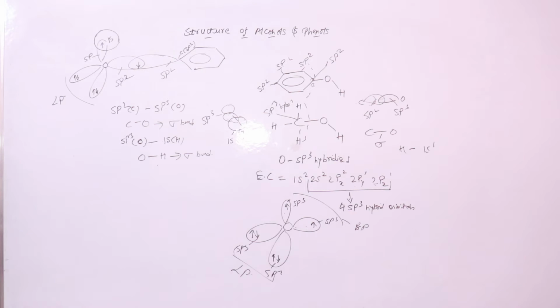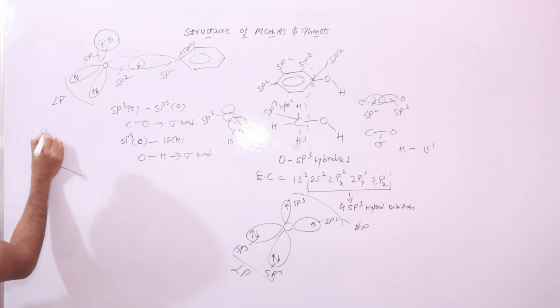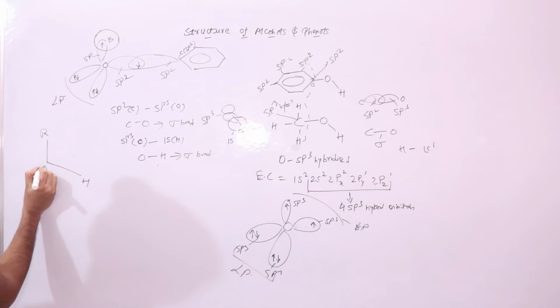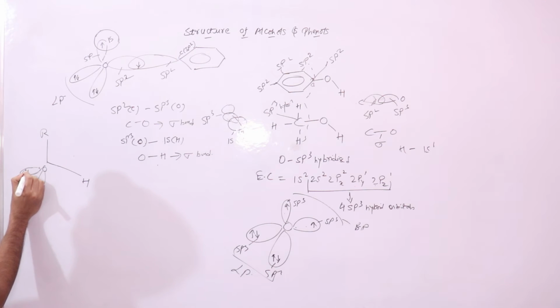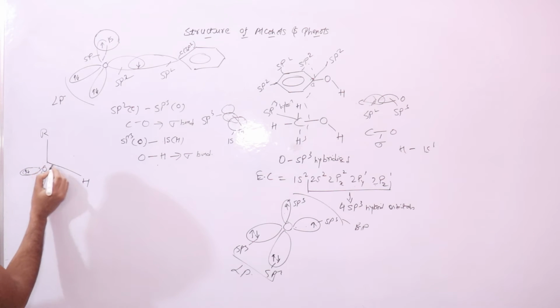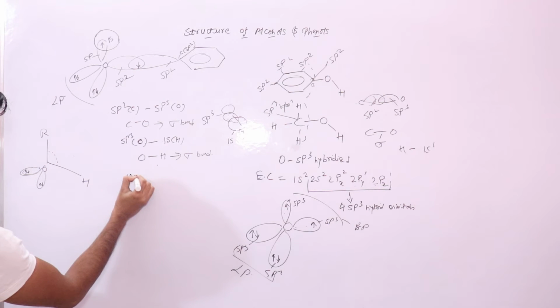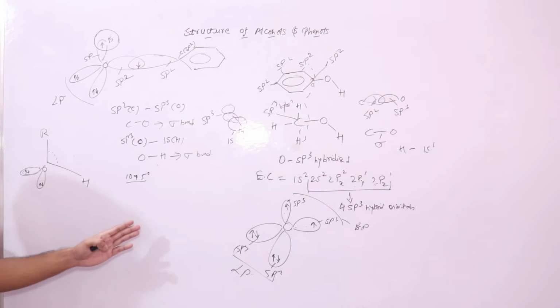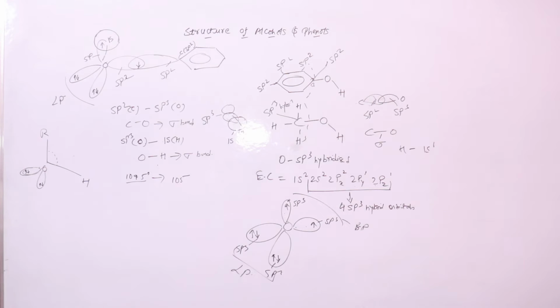Now let's look at it regarding its bond angle. In alcohols, this is R, this is O, this is H, and it has these two orbitals that have lone pairs of electrons. Now this angle should be 109.5, which is the tetrahedral angle, but it is observed that the angle is 105 degrees. What could be the reason?